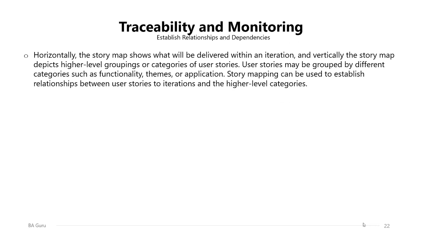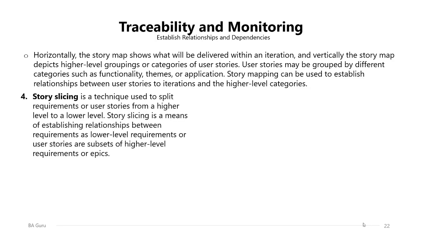Horizontally, the story map shows what will be delivered within an iteration, and vertically, the story map depicts higher level groupings or categories of user stories, with the ones on the top being the ones with the highest priority. User stories may be grouped by different categories such as functionality, themes, or application. Story mapping can be used to establish relationships between user stories to iterations and higher level categories.